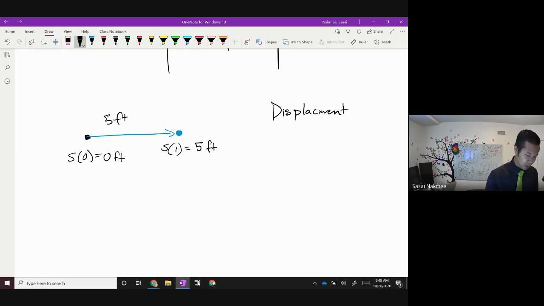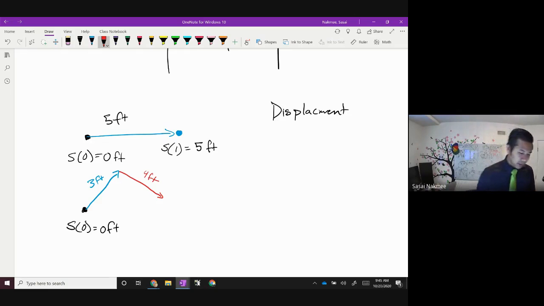So what if the same person who started right here, same thing, S of 0, at 0 feet, but this time decided to walk up this way 3 feet, and then decided to walk this way 4 feet? Let's draw that a little bit better, down to here. And he ended up over here at this dot right here. Okay?